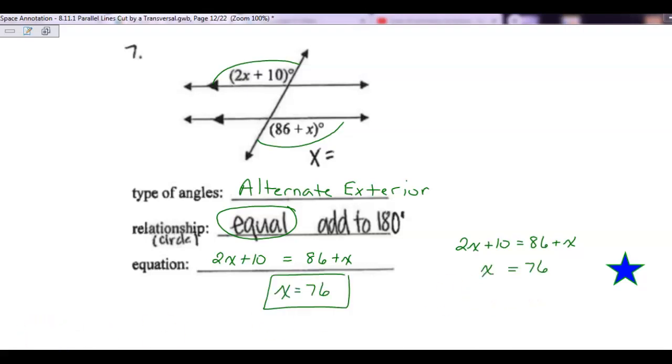equal to 76. If you have any questions, please make sure you see your teacher. Thank you.